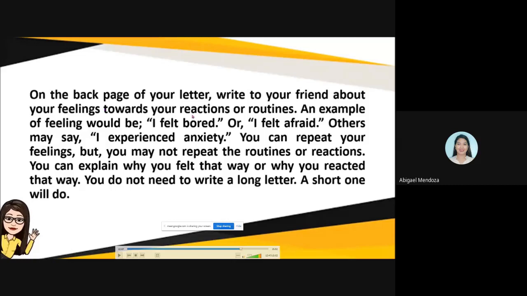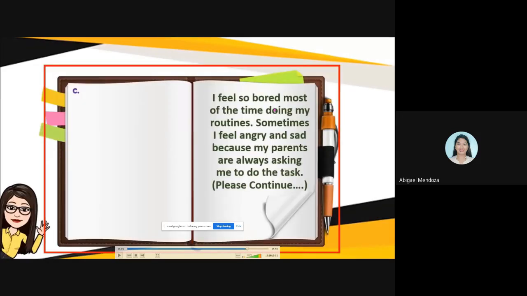Okay, so after that daw, after mo magsulat, pwede mong ilagay dun sa likod ng letter kung ano yung mga reactions mo dun sa mga ginagawa mo lagi. For example, dahil dun sa mga ginagawa mo, you felt bored, natatakot ka, or tired. Pwede mong gawin yun. You do not need to write a long letter. A short one will do. Pwede siya maging maikli. Ayan. Ito yung example ng pwede nyo ilagay sa likod ng letter.